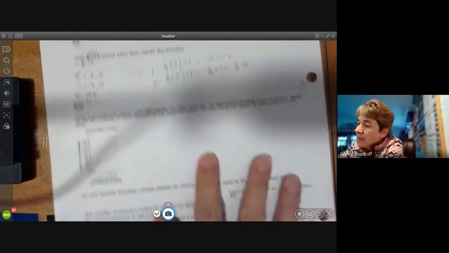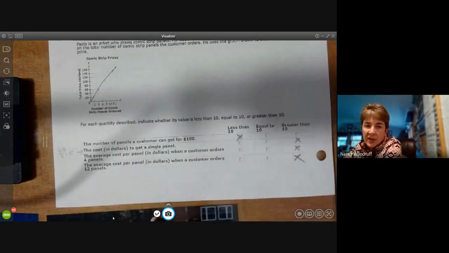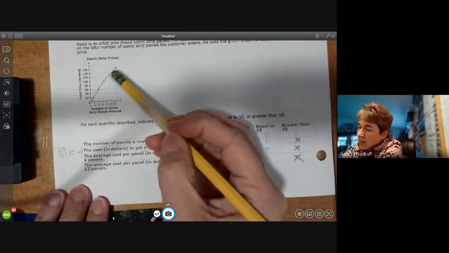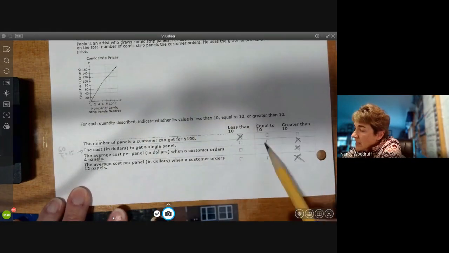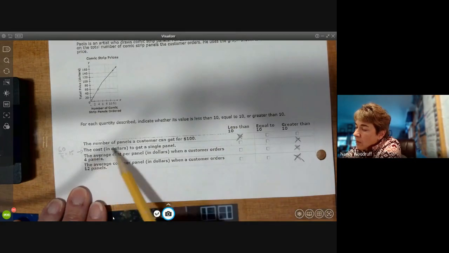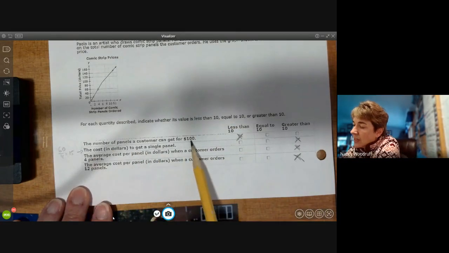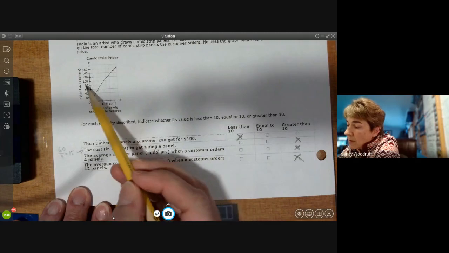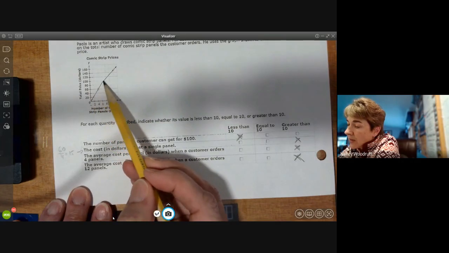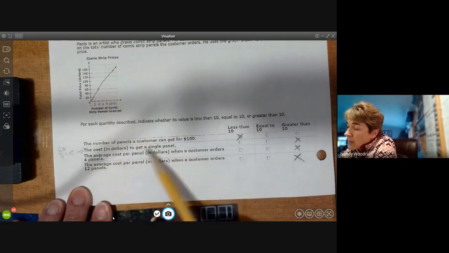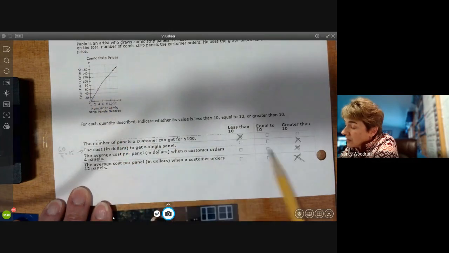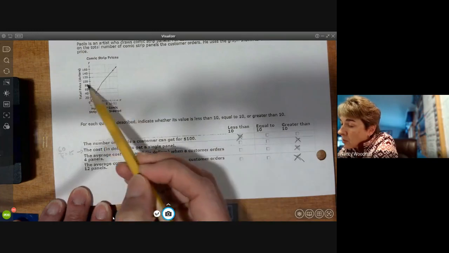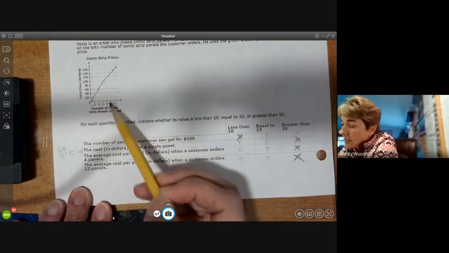Okay, the last one here is kind of interesting reading this graph. Notice it has kind of a bend in it. So you have to decide, is it less than 10, equal to 10, or greater than 10? So the number of panels you can get from $100. So if you come up to $100 and kind of hit here and see how many panels you can get, it's going to be less than 10. So come over and hit your line, and you can see it's less than 10.